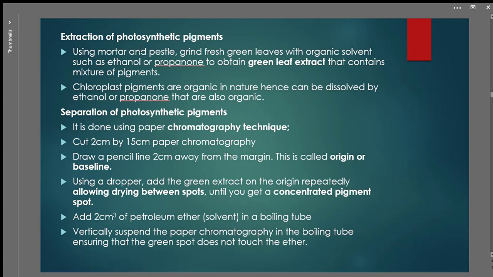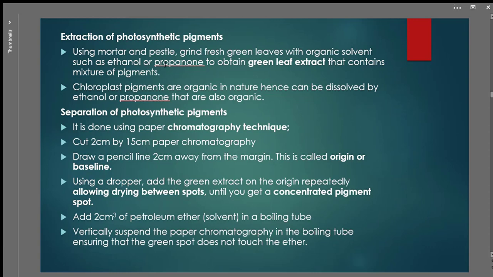So the first thing is to collect the leaves, that is fresh green leaves. Then using a mortar and a pestle, you grind them in a solvent. Let's say you can use ethanol or propanol.